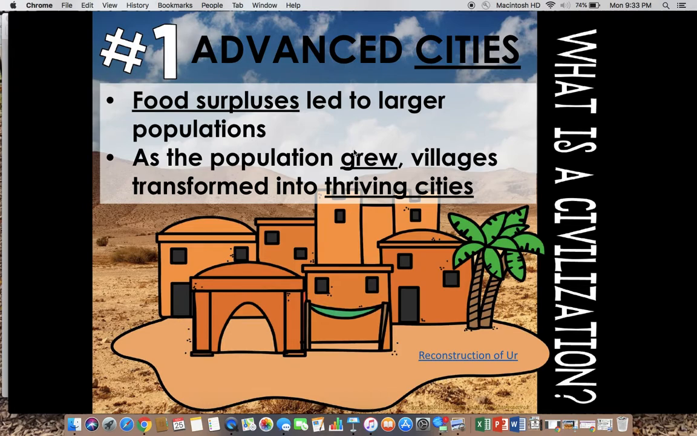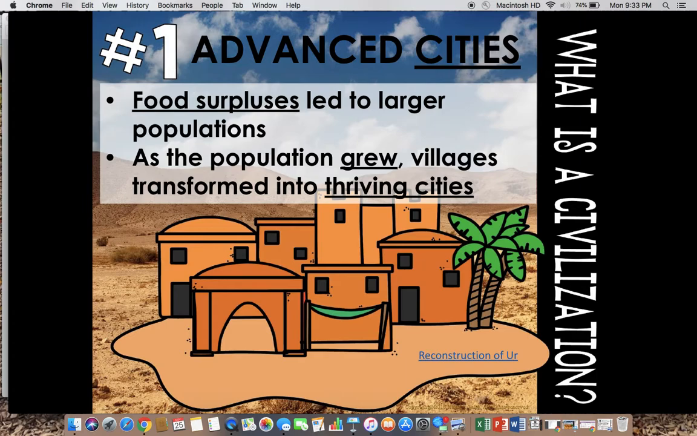And what happens is the population grows, or as the population grew, villages transformed into thriving cities. So the population is increasing. More people are flocking to cities because, like I said, it's the center for trade. It's the place to get the things that you need in order to survive.